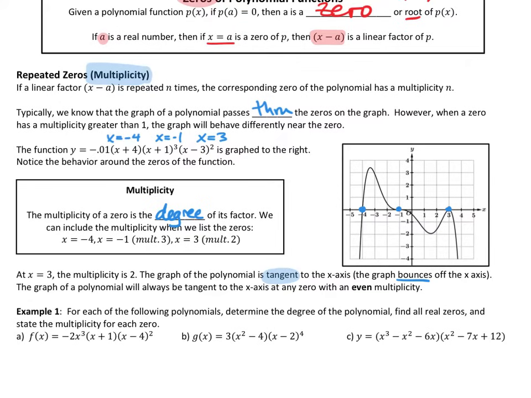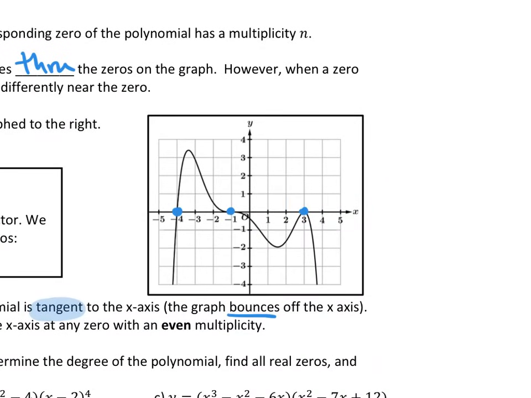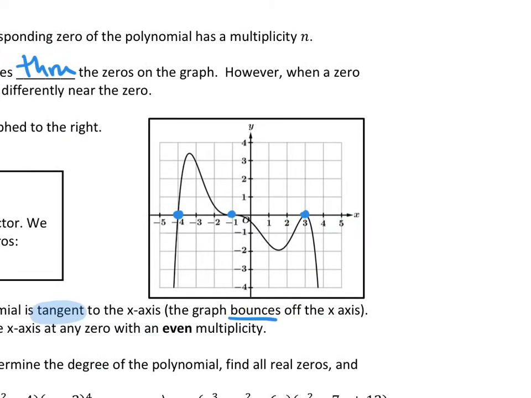So if we look at this graph a little bit more closely, we see at negative 4, it crosses through. So I'm going to write the word through just to make it very obvious to myself later when I'm looking at my notes. At negative 1, it crosses through. Both of those zeros have an odd multiplicity, a multiplicity of 1 or a multiplicity of 3. But at x equal to 3, we have a bounce. It is tangent to the x-axis right there because it is an even multiplicity. So any odd multiplicity will pass through, any even multiplicity will bounce. It will be tangent to the graph.